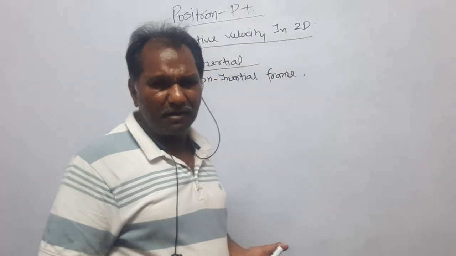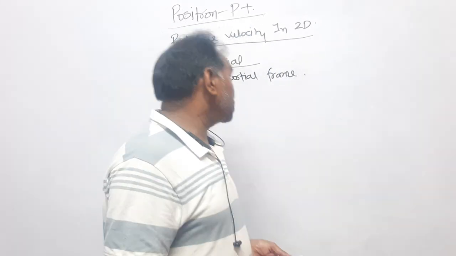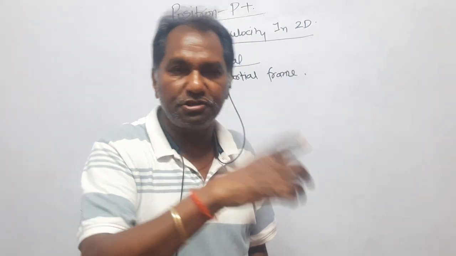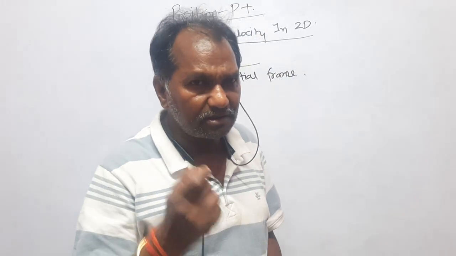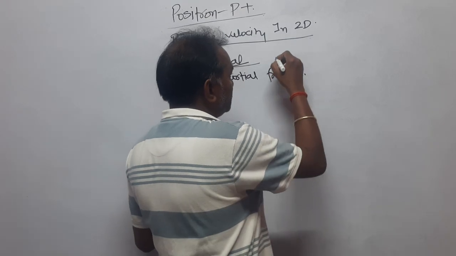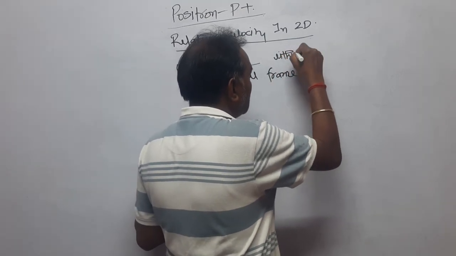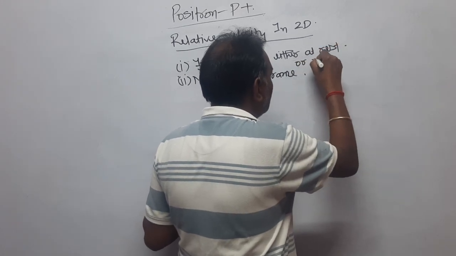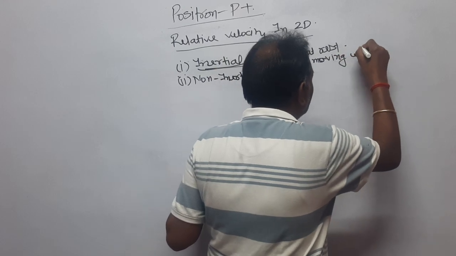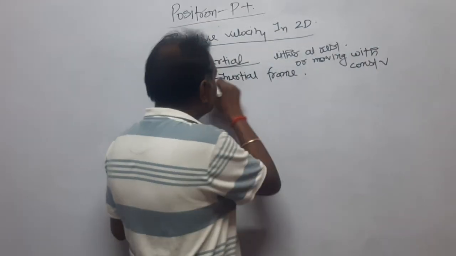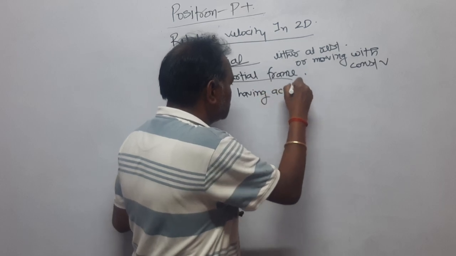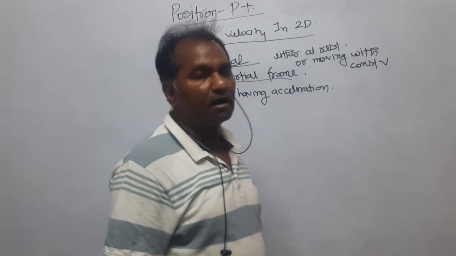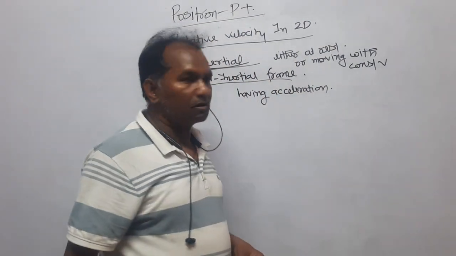Inertial frame is what? A frame which is either at rest or moving with constant velocity is called an inertial frame. Or all those frames in which Newton's law of inertia is followed are called inertial frames. And the second one is the non-inertial frame: all those frames having accelerated motion. All those frames having acceleration, all those accelerated frames, are said to be non-inertial frames.